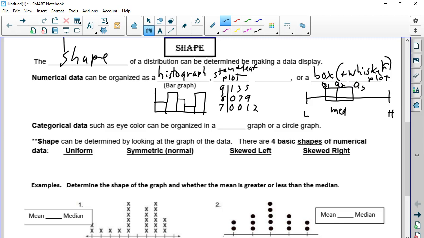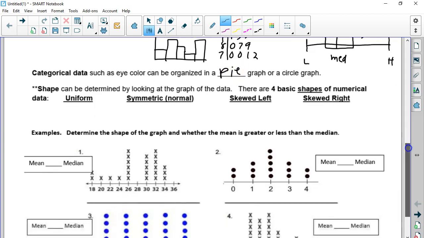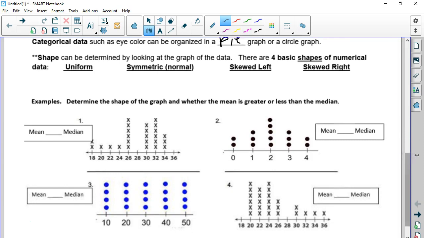Now, categorical data, such as eye color, or favorite band, or favorite animal, can be organized into a pie graph, or a circle graph. Now, the shape can be determined by looking at the graph of the data. There are 4 basic shapes of numerical data. The uniform distribution basically looks like a rectangle. So, all your data looks like this.